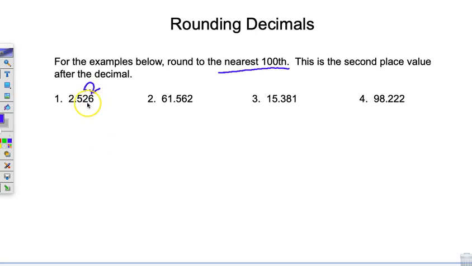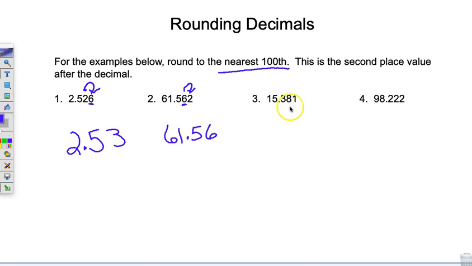So, because there's a 6 next to the hundredths position, I'm going to round this 2 up to a 3. So this answer would be 2.53 instead of 2.52. And that's because there's a 6 in the thousandths position. I always look next door to whatever the directions tell me to. In this example, again, we are rounding here, so we're going to look next door. Since that's a 2, we get to leave that 6 alone. So my answer is 61.56.